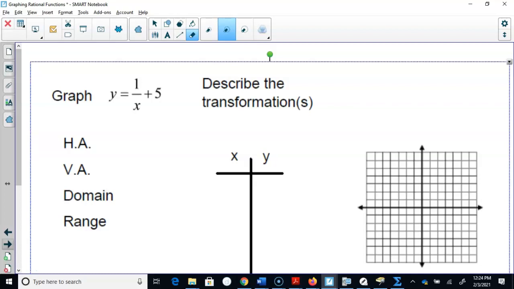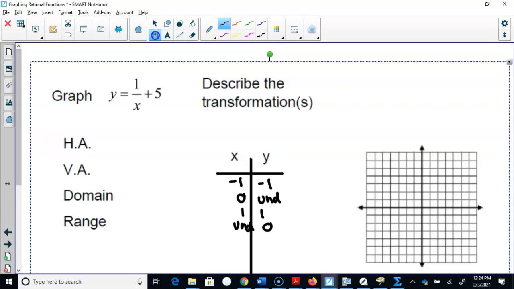Let's go ahead, step 1. Let's fill out that parent table graph. So -1, -1. When x is 0, we are undefined, okay? When x is 1, we are at 1. And when x is undefined, meaning we can't have it, y is equal to 0.